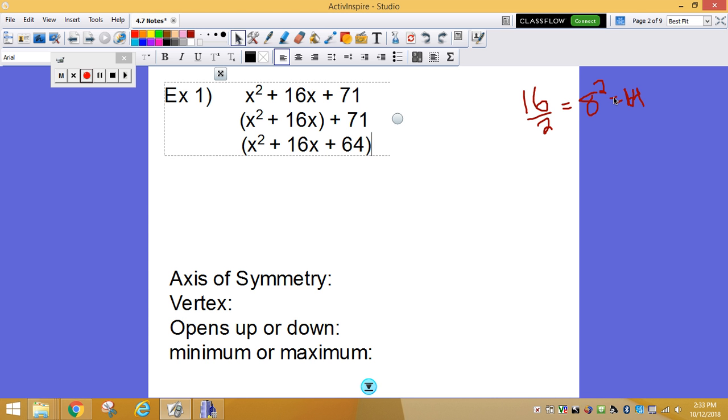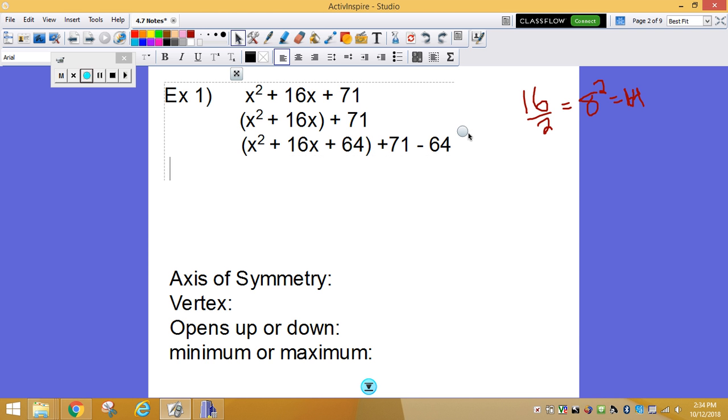I'm going to show you why I do that in a second. Okay, on the outside, I still have plus 71. Now, if I added 64 on the inside, remember in an equation, you can't just randomly add things and take things away. So the way I'm going to counteract this, because I added it on the inside, that means on the outside, I'm going to subtract it, right? Because 64 minus 64 is nothing. So it's really like I'm adding nothing to the equation, okay? So if you add it on the inside, you're going to subtract it on the outside.